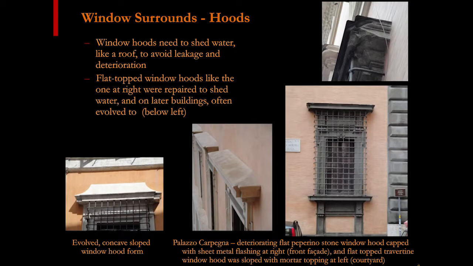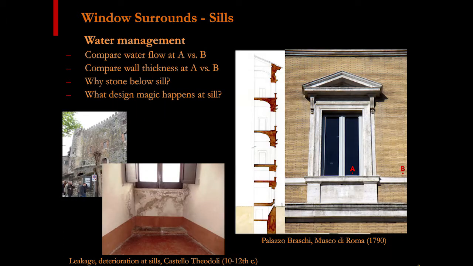So just back to the top of the windows for a moment, I think when you look at Renaissance palazzi, there are a lot of variations on the theme of what these windows look like, but they usually have some sort of slope to them to shed water, and then the ones that are very flat usually end up having problems like this, and then being capped later because of deterioration at the top. So that's an example from Palazzo Carpegna.